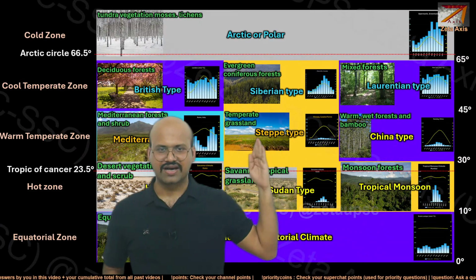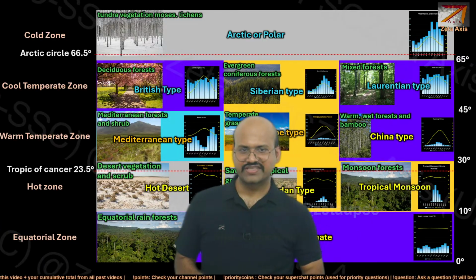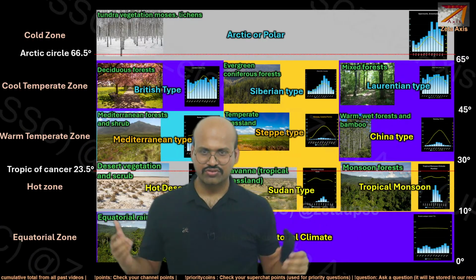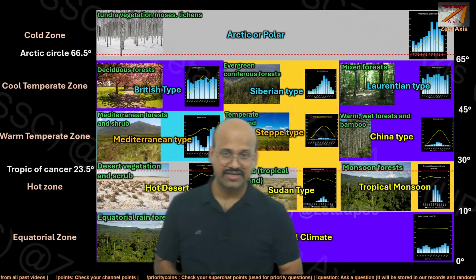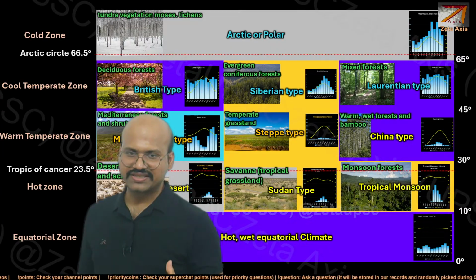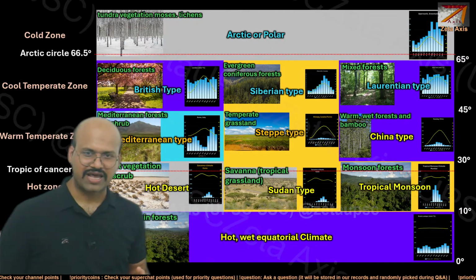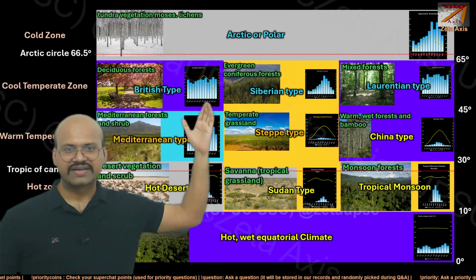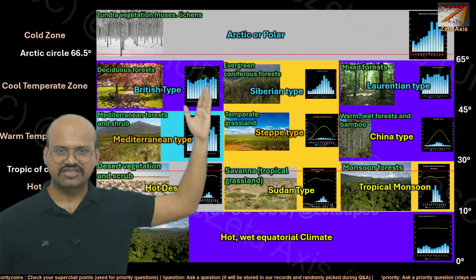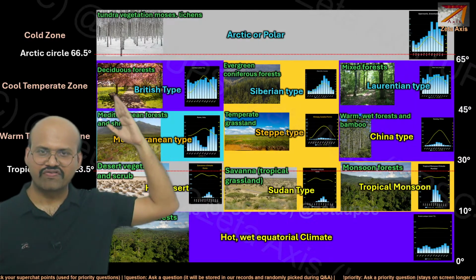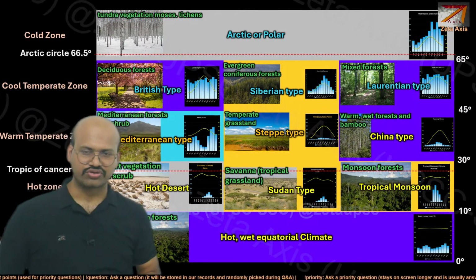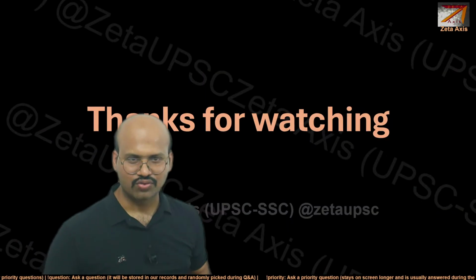Similarly, we can see other types of climate which are discussed in GC Leong. So you can use this image for quick revision of which latitudes have which type of climate and what is the pattern of rainfall and temperature in those regions, as well as what kind of forests are found in those regions. With this, we will conclude our video.